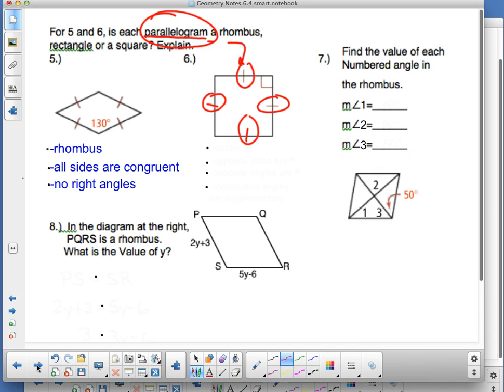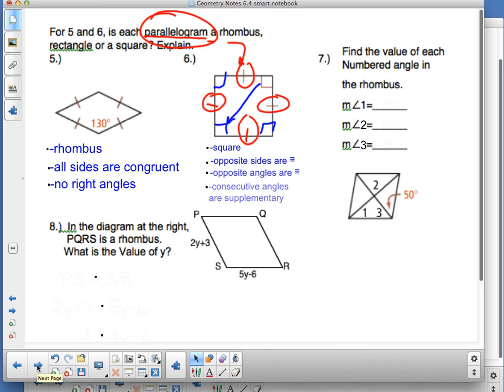But what do we know about angles? Opposite angles are congruent. Consecutive angles are supplementary. So it has to be a square based on all that. Okay, so we have to make sure we have supportive evidence of properties to help us figure that stuff out. Okay, now with that information, we got a self-quiz on problem 7 and 8. See if you get it. Go.